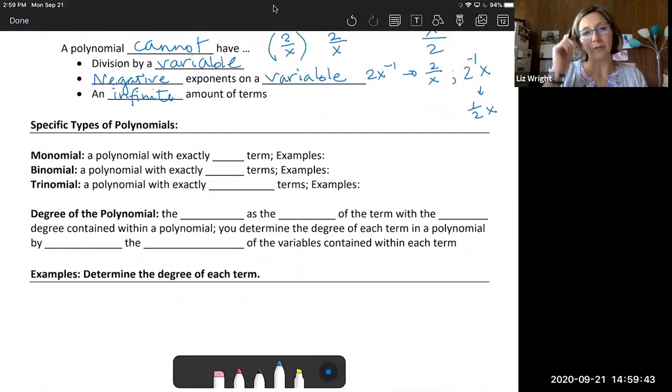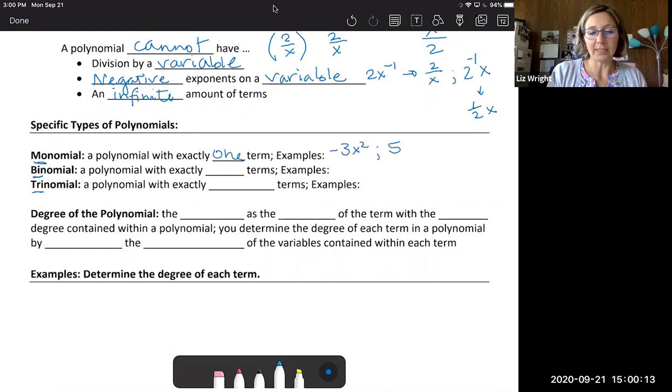We also talk about different types of polynomials. A polynomial with exactly one term is called a monomial. Look at your prefixes to help you: mono is 1, bi is 2, tri is 3. Examples of a monomial could be negative 3x squared, or just the constant term 5. Anything where it's just a single term is a monomial.